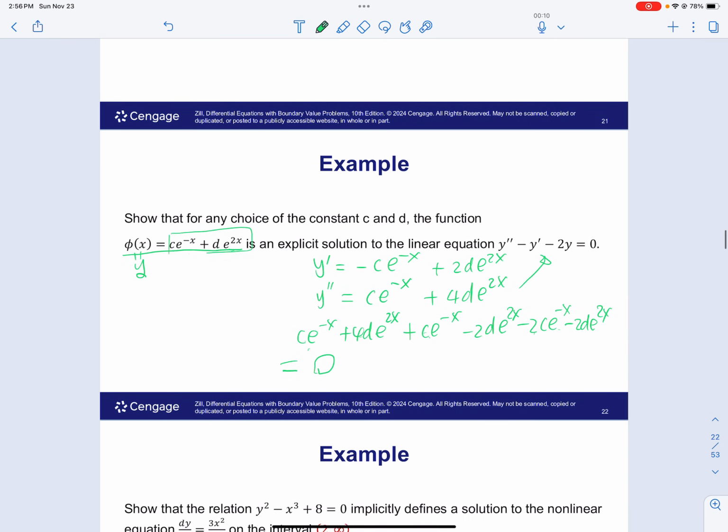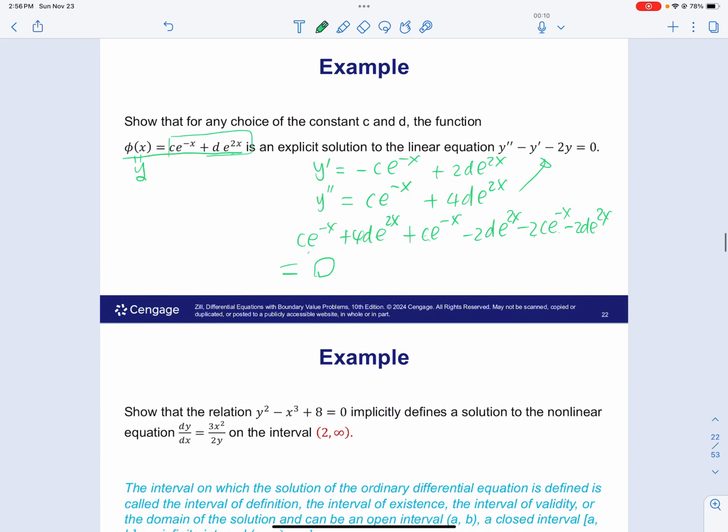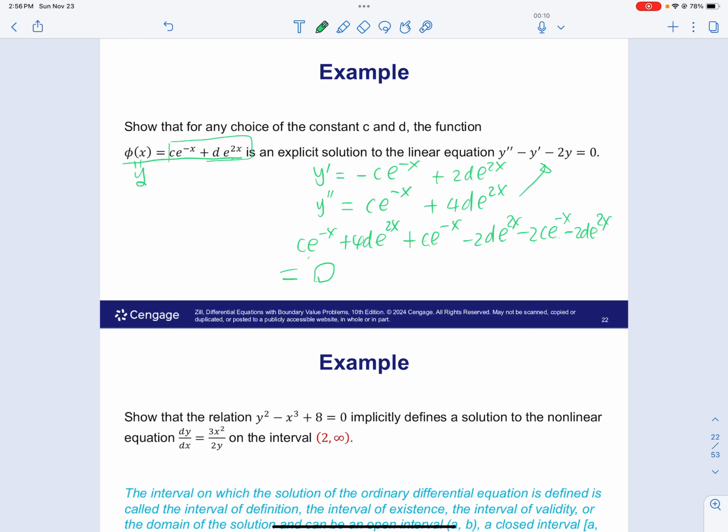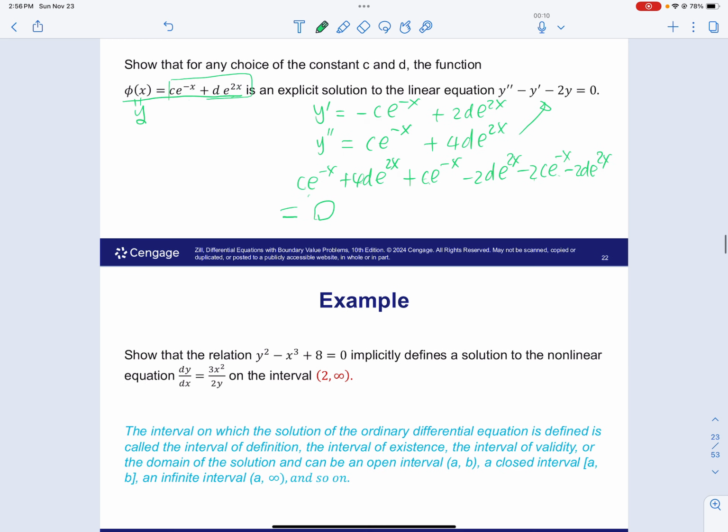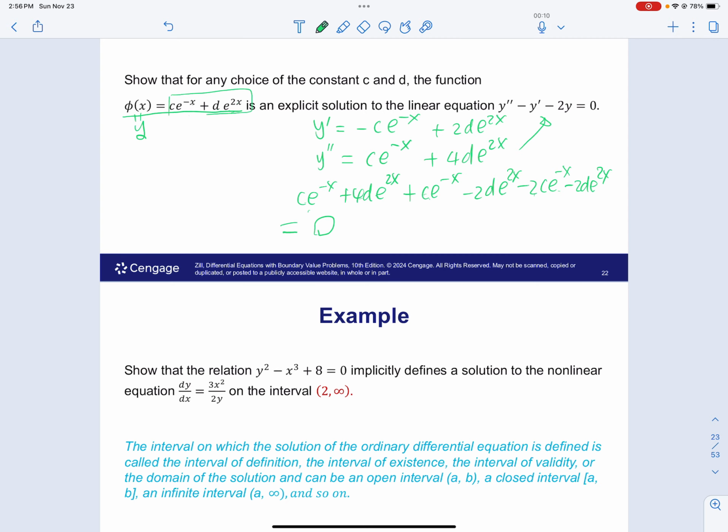Okay, and so we will talk about it later, and we will call it a family of solutions. Okay, and so what about the implicit solution?